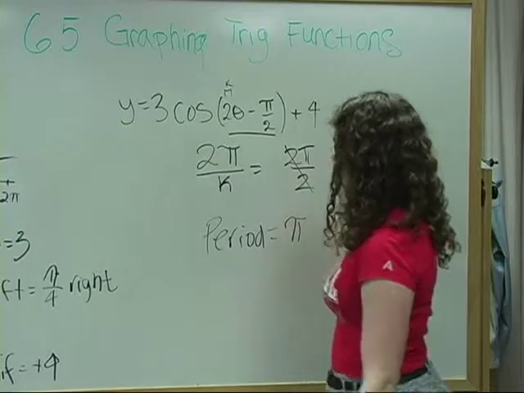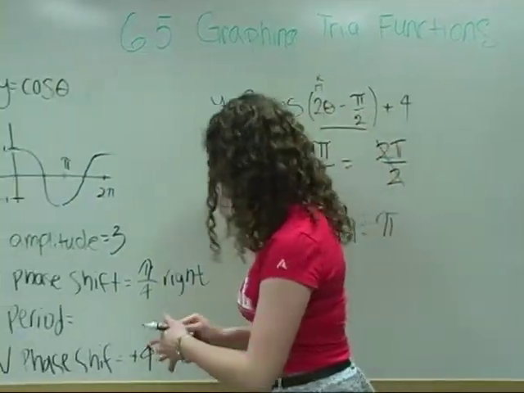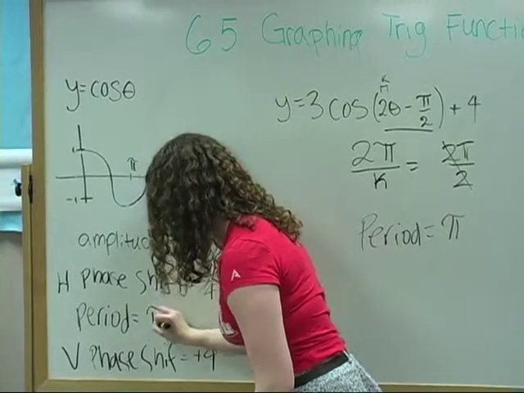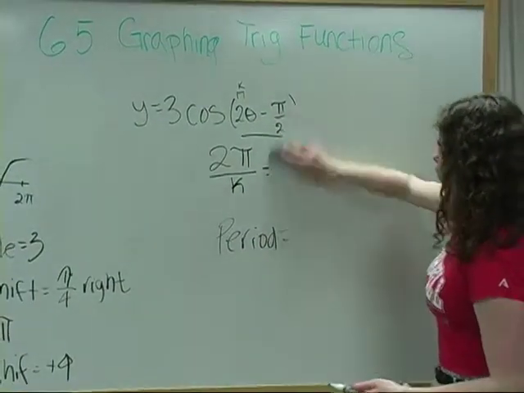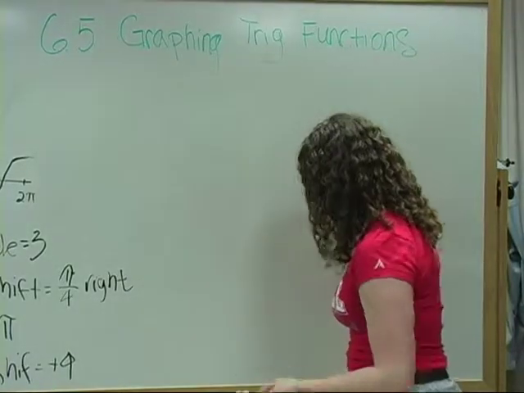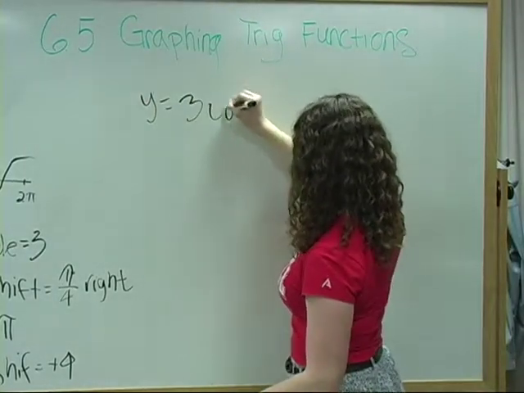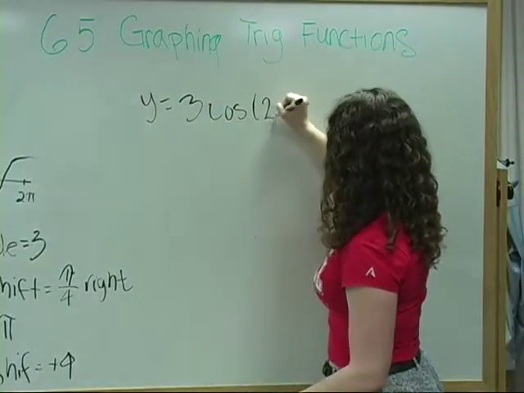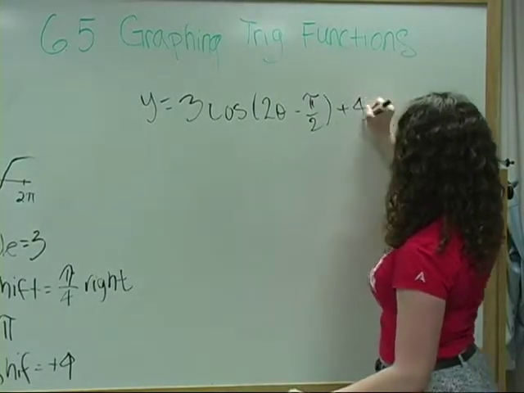So now we're going to graph our entire equation now that we have all the vocab down, and I will go ahead and draw that graph for you. So let's put up our original equation again. Y equals 3 cosine 2 pi minus pi over 2 plus 4.